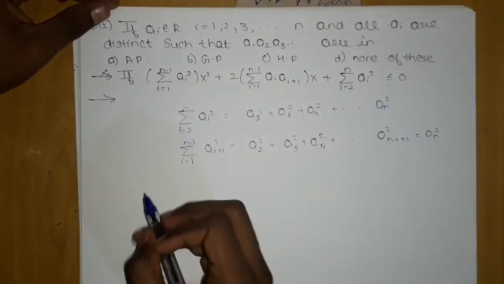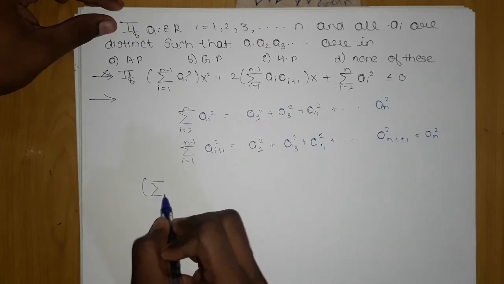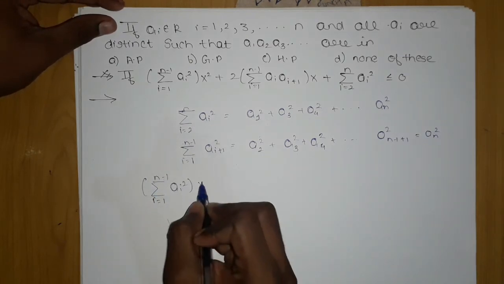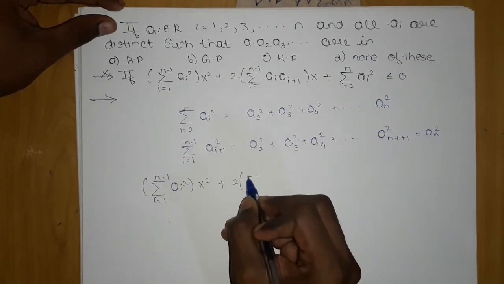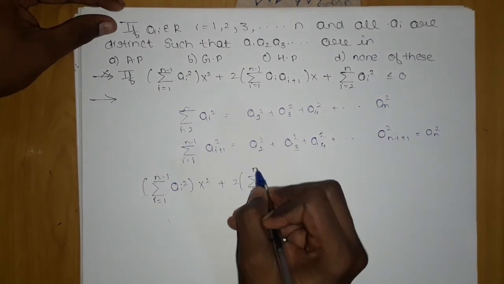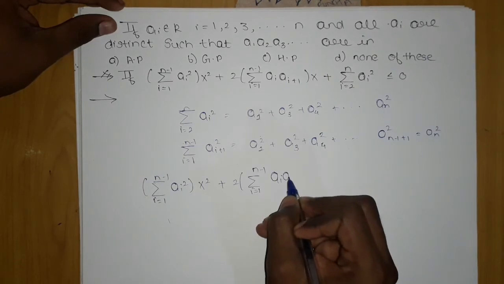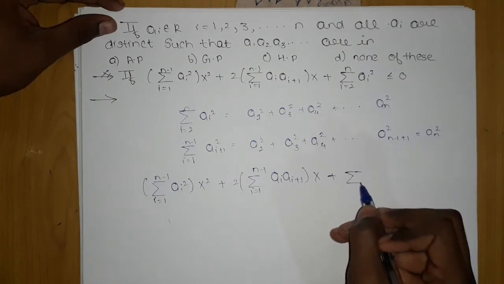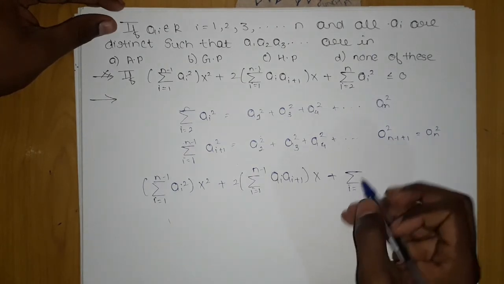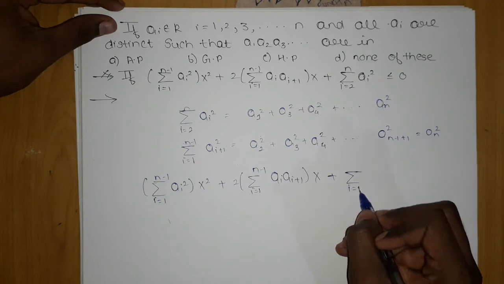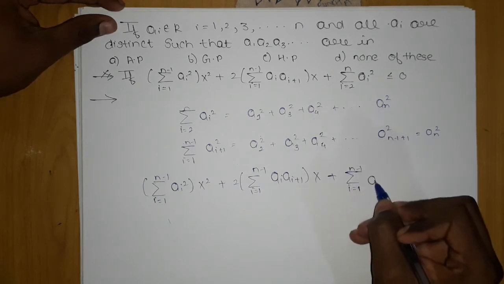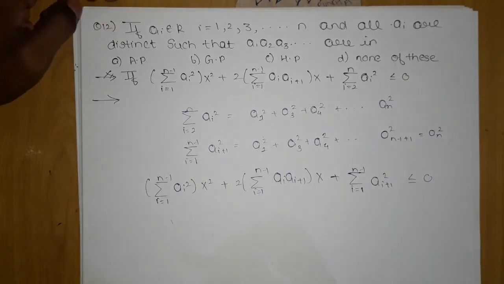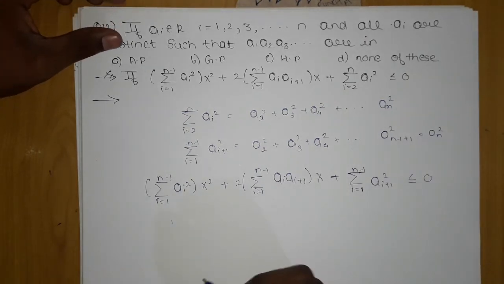So what we are getting in the end is summation i equals 1 to n minus 1 of a_i square into x square, plus 2 into summation i equals 1 to n minus 1 of a_i into a_(i+1) into x. If you have analyzed that it is a plus b the whole square, then your job is done. I can write summation i equals 1 to n minus 1 of (a_i x plus a_(i+1)) the whole square. You can clearly see a square plus 2ab plus b square.